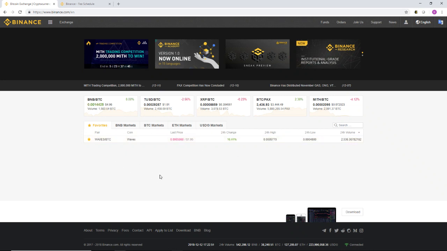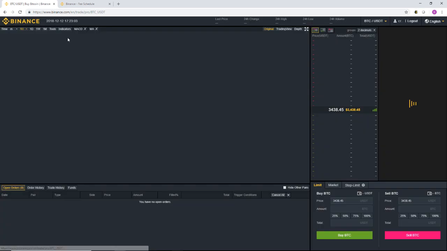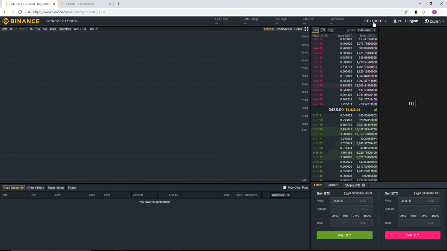So in terms of exchange, go up here to the exchange tab. I think you should always use advanced. Even if you're a newbie, the advanced is not too bad, and it's pretty easy to navigate. I'm going to go ahead and click that. And what's going to pop up for me right here is actually the Bitcoin per Tether.